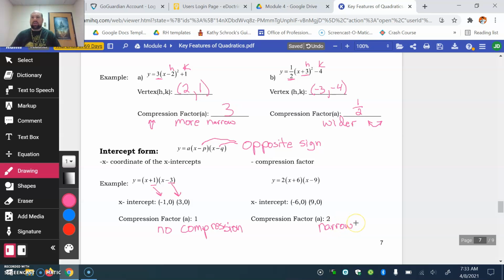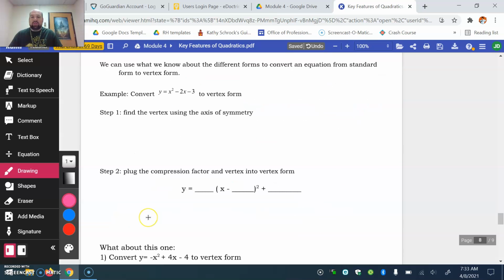I always hated saying skinnier or wider. It's not skinny, it's just narrow, okay? It's making it more like a V. Okay, let's go on to the next page.